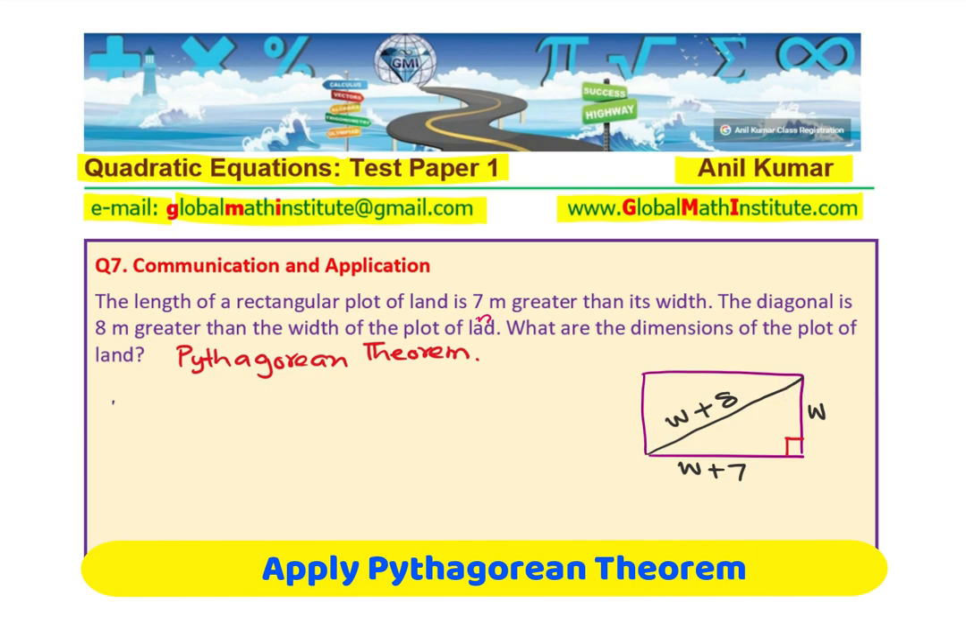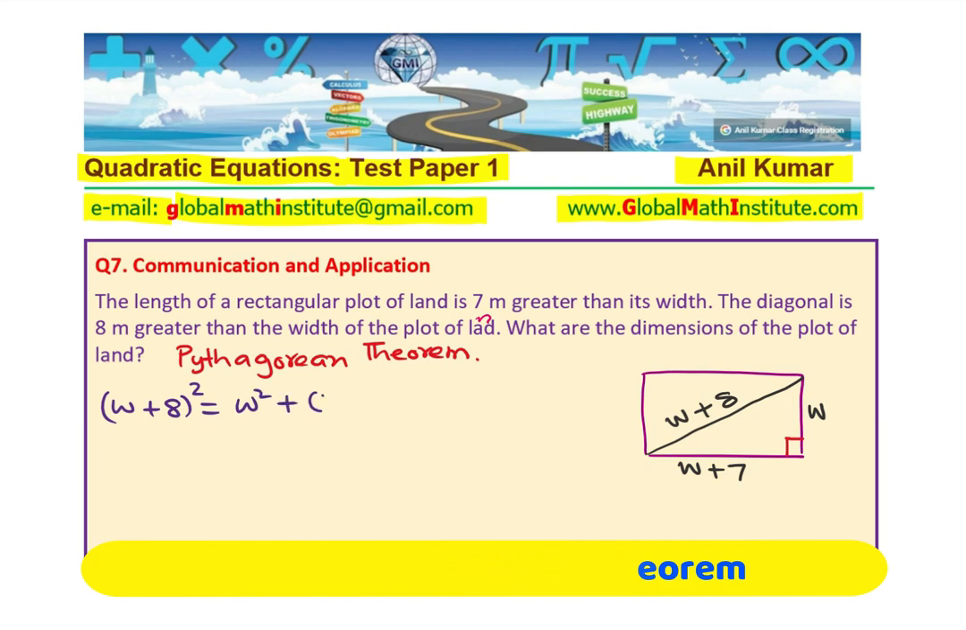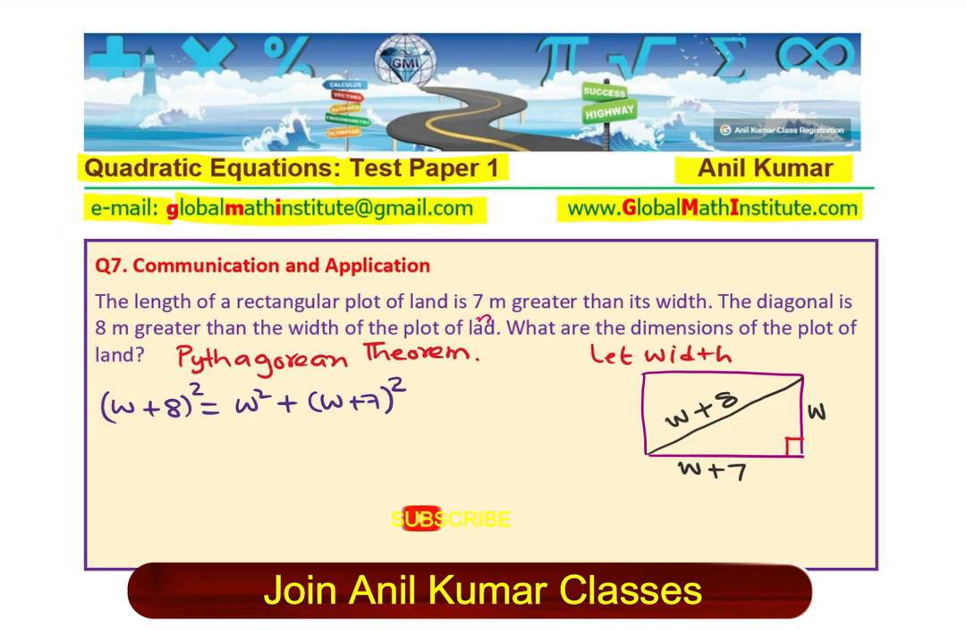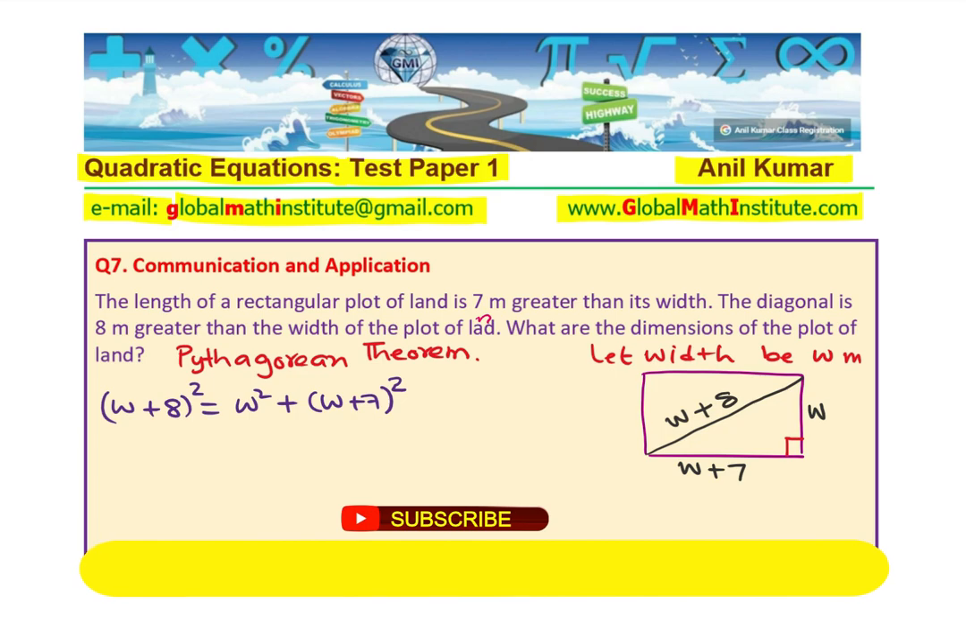So we can write down W plus 8 whole square is equal to W square plus W plus 7 whole square, where W is the width of the rectangle, correct? So you need to define the variables just as I explained. Let W be the width, right? So you should write here, let width be W. You can always include the units in meters.